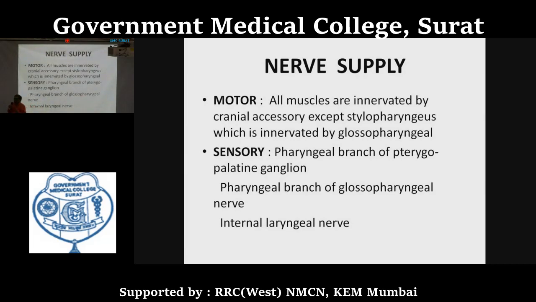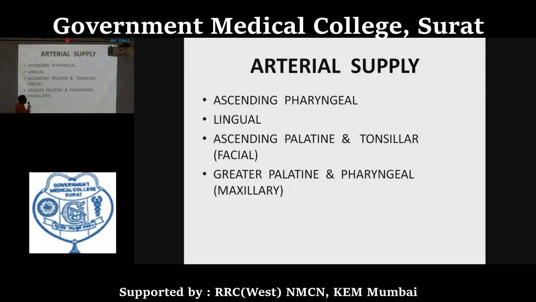Now, the pharyngeal branch of the glossopharyngeal nerve provides the sensory supply to the oropharynx, and the internal laryngeal nerve provides the sensory supply to the laryngopharynx. So this is all about the nerve supply of the pharynx. Now, what about the arterial supply?